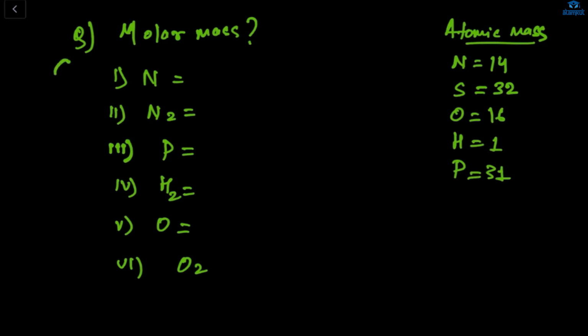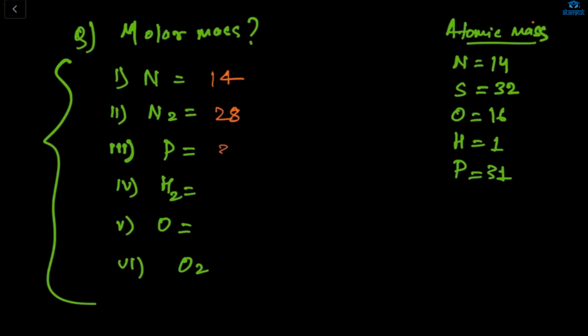Now let's find this. How to find the molar mass? What is the molar mass of N? Ma'am, it is 14. For N2? 28. Yes. For P? 31. For H2? 2. For oxygen? 16. And for O2 it is 32. Yes, correct. Got it?